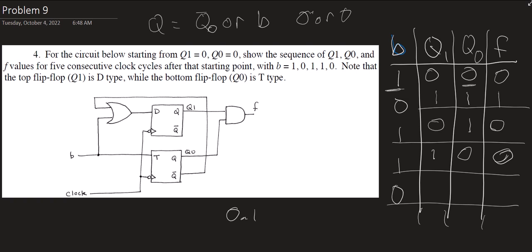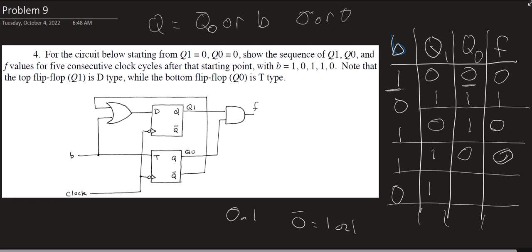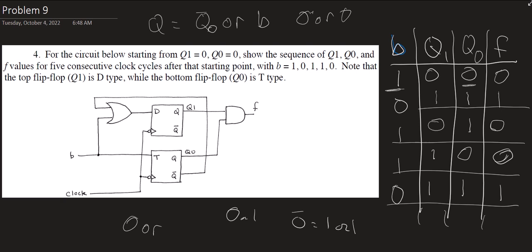Q1, not Q0, so not 0, which is 1, or now it doesn't even matter what B is because 1 or 1 is 1. Q0, the row before B was 1, that means toggle, so you'll be 1. And the AND of 1 and 1 is 1. And we can do one more row here. So Q1, the not of Q0 is 0, or B, which was 0, so that gives us 0. B was 0 for a T flip-flop, that means don't change. And the AND of 0 and 1 is 0.